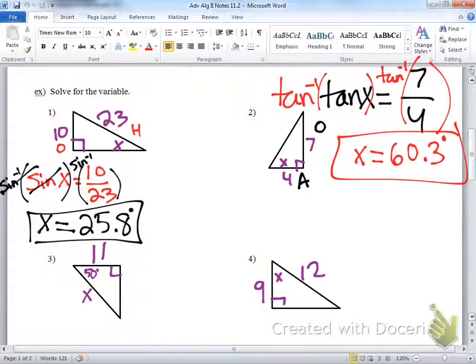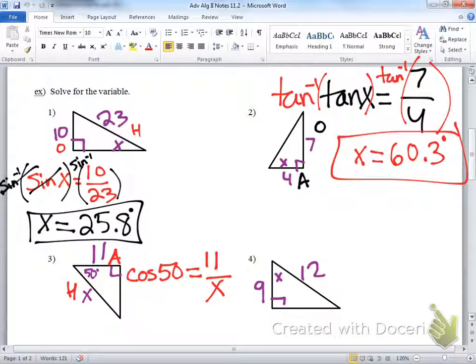Does anyone else agree with this? Awesome. Next, 11 divided by cosine of 50. We have adjacent and hypotenuse, so that's cosine. Sine is opposite over hypotenuse. So cosine 50 equals 11 over x. Okay, so how do I solve this? Take the x over, then divide 11 by cosine 50.